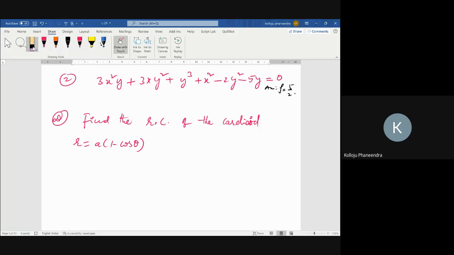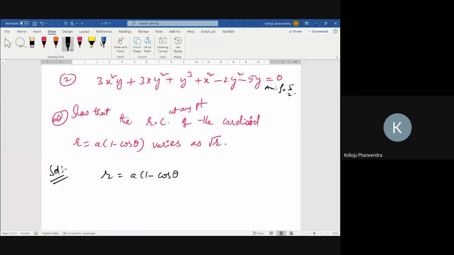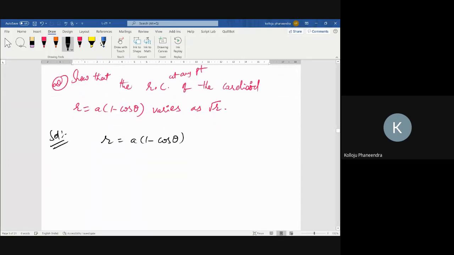The question is in a different manner. Show that the radius of curvature at any point of the cardioid R equal to A into 1 minus cos theta varies as under root R, nothing but rho is proportional to square root of R. We have to prove this. And see, this is the cardioid, R equal to A into 1 minus cos theta.